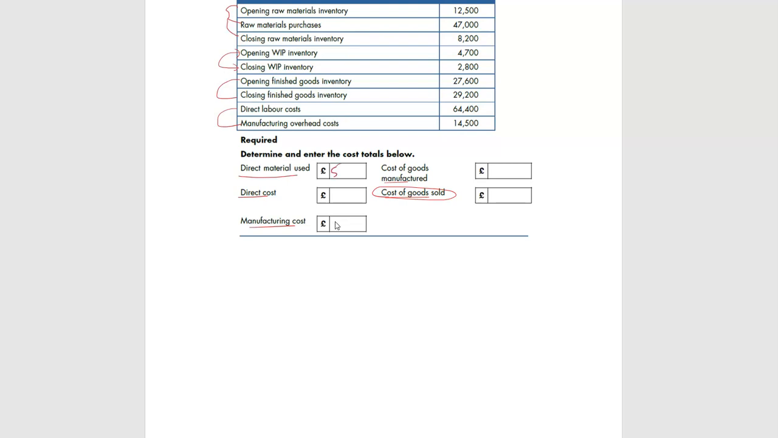So we have 51,300, then direct cost we have 115,700, manufacturing cost we have 130,200, and cost of goods manufactured we have 132,100, and cost of sales it will be 130,500. That's it. So that's how we can complete our manufacturing cost.